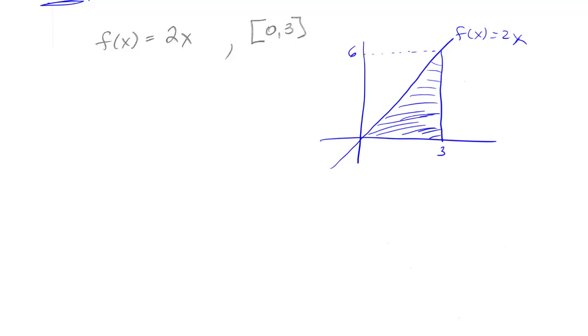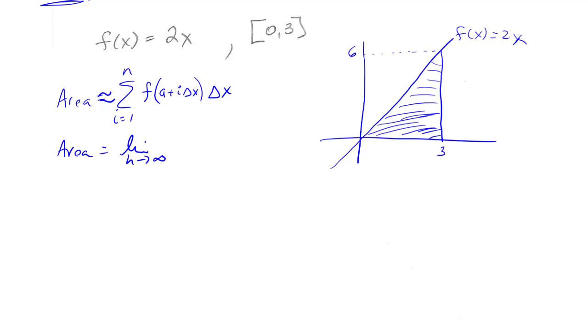Okay, so what do we need? Well, again, we're going to end up getting this area as the sum, i equals 1 to n, of f of, if we're going to use the right endpoint, a plus i delta x, times delta x. Okay, so we have to build this whole expression. Well, I'm sorry, this would be approximately, and then the actual area would be if we took the limit as n goes to infinity of this whole expression.